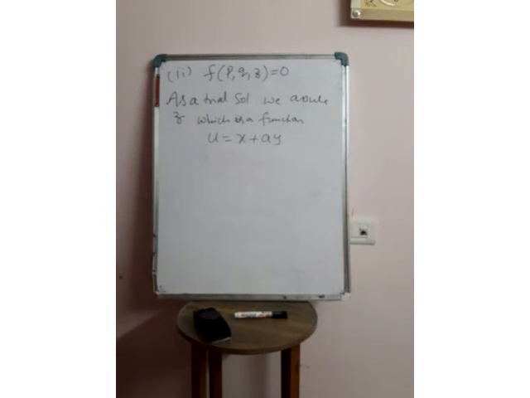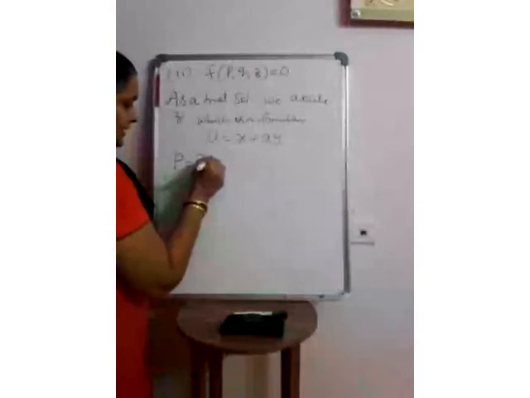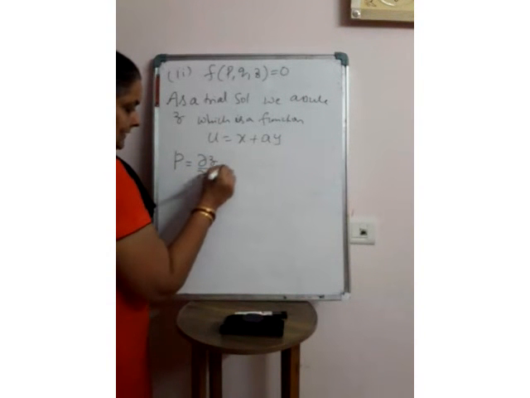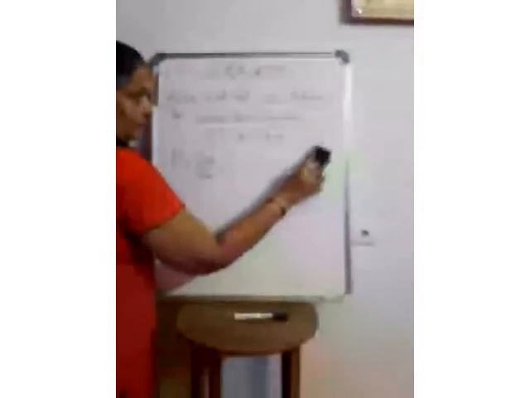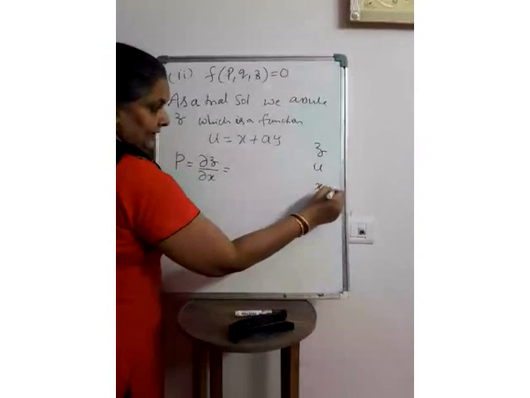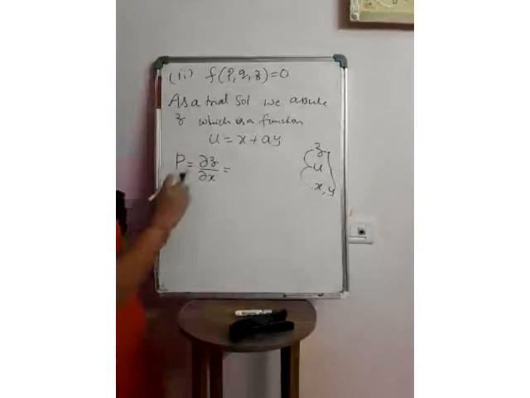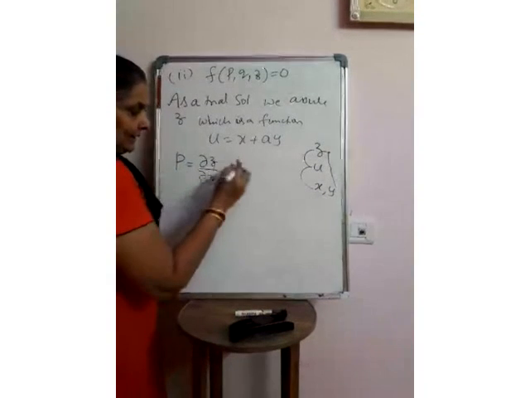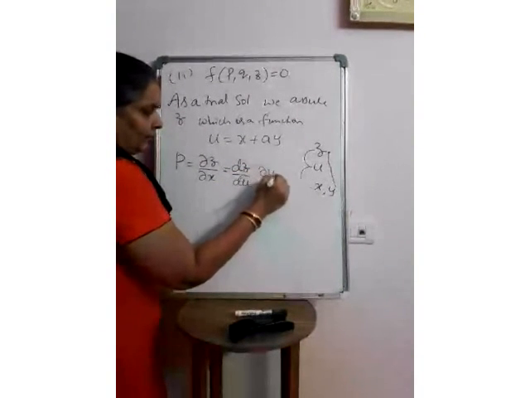So what we do here, we find out what actually the values of p and q are. What is the value of p we have taken? p is dou z by dou x. But see here, z is a function of u, and u is a function of x and y. So this is the order we have to follow while calculating the derivative. We follow the chain rule. So dou z by dou x can be calculated as dz by du into dou u by dou x.